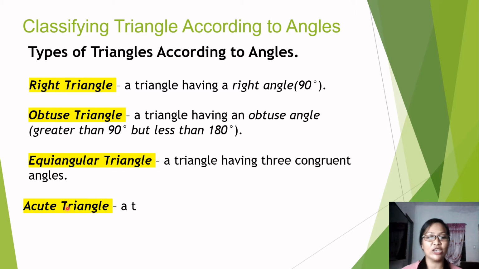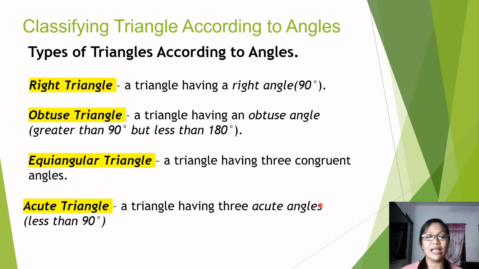Next, we have acute triangle. A triangle having three acute angles. When we say acute angles, these are angles with less than 90 degrees.